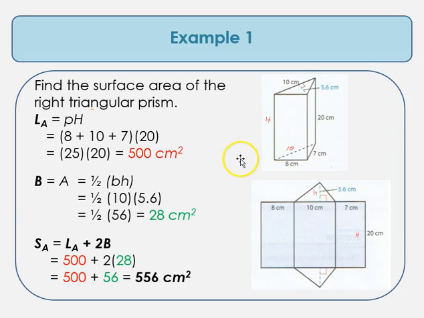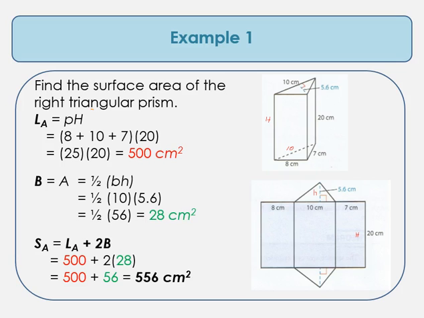Let's look at our first example. We have a right triangular prism. It's triangular because its bases are triangular. And there are some things that this drawing actually illustrates. One of them was on the top triangular base, which is congruent to the bottom triangular base.